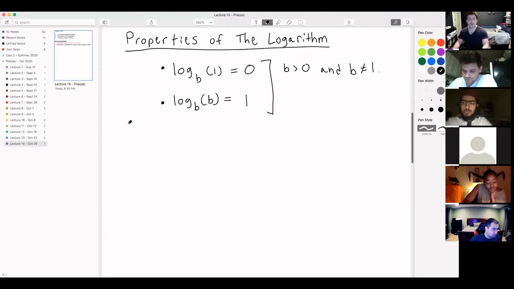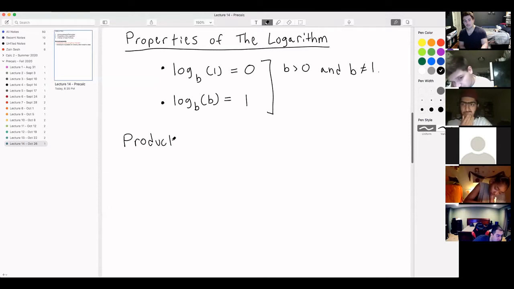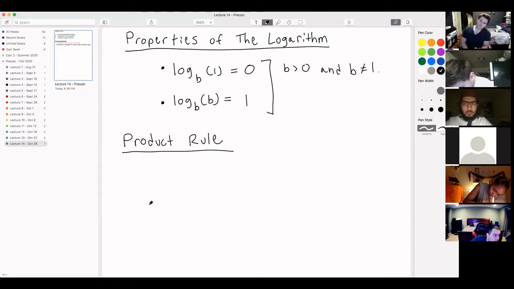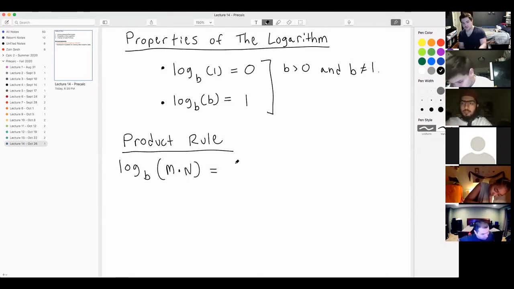So the first property we're going to talk about is the product rule. Okay, so the product rule states, I'm just going to jump straight to the property. It is log base b of m times n. This is equal to log base b of m plus log base b of n.